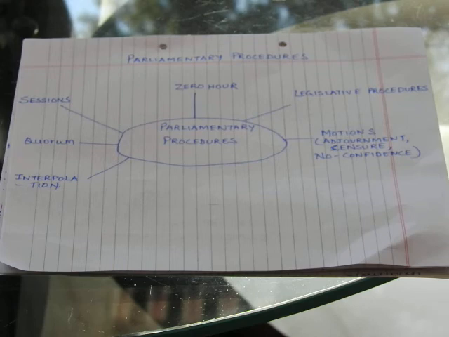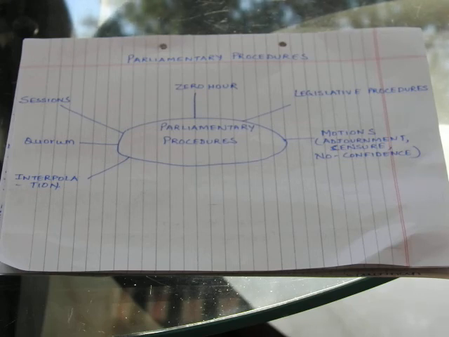Finally, if it gets a majority and is passed in the other house of parliament, it goes to the president for his assent. Very important, president's assent. If the president does not give his assent, the bill goes back to the House of Parliament, asking them to reconsider. If the bill is sent back to the president without any change a second time, he must give his assent to it. After getting the president's assent, it becomes a law or an act.